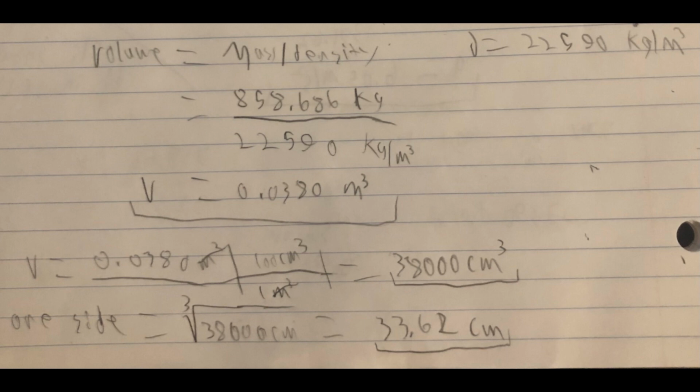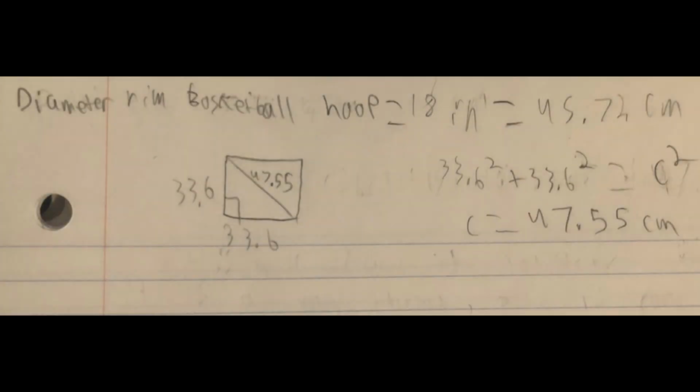0.038 meters cubed. We can convert this to centimeters, which would be 38,000 centimeters cubed, and one side of this cube would be about 33.62 centimeters. This cube diagonally is about 47 centimeters, and that's slightly larger than the diameter of a basketball hoop, which, for a frame of reference, is 45 centimeters, so you're not dunking this cube anytime soon.